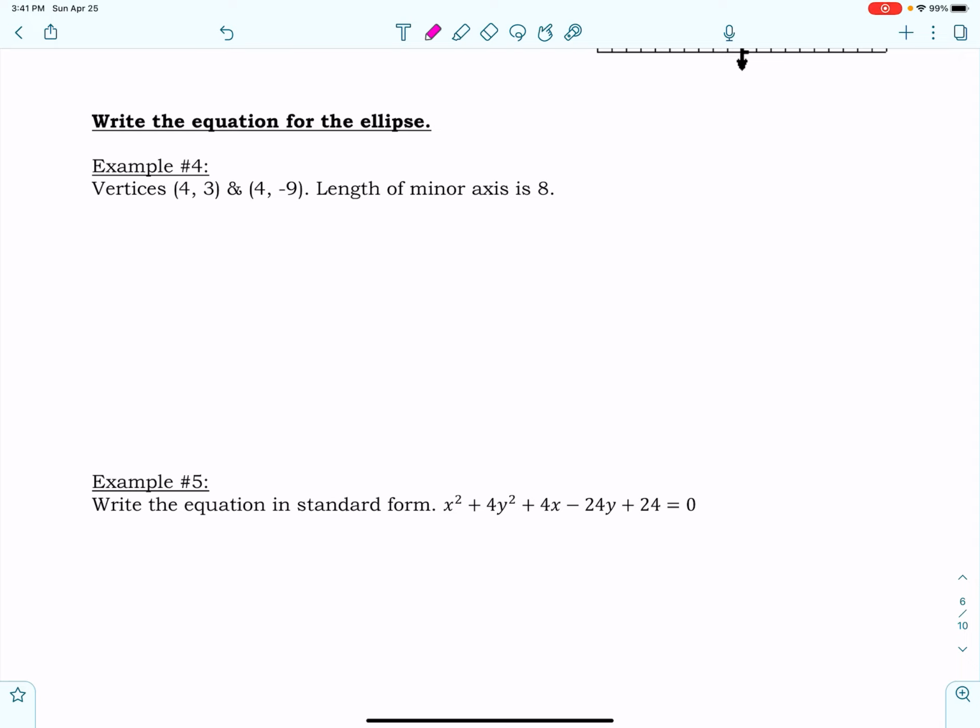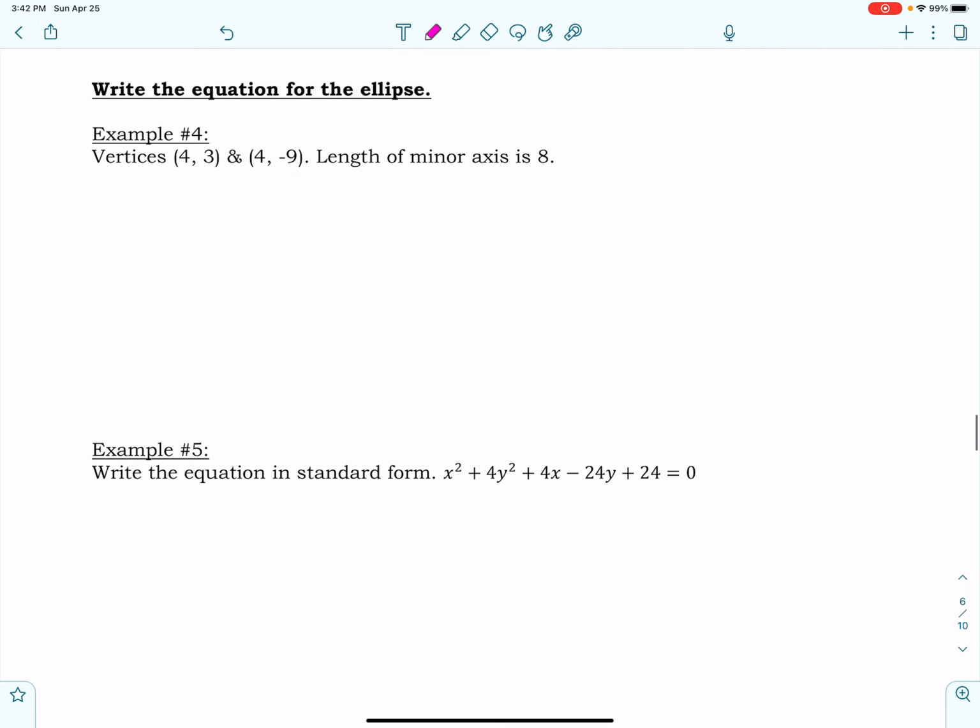Okay, pre-calculus, in this video we are still talking about ellipses and conic sections. So we need to learn how to write the equation for an ellipse given a specific amount of information. So the first thing we're going to do, notice we are given vertices here. So these two values are going to be the endpoints of one of the axes, either the major or the minor axis. And we're also told the length of the minor axis.